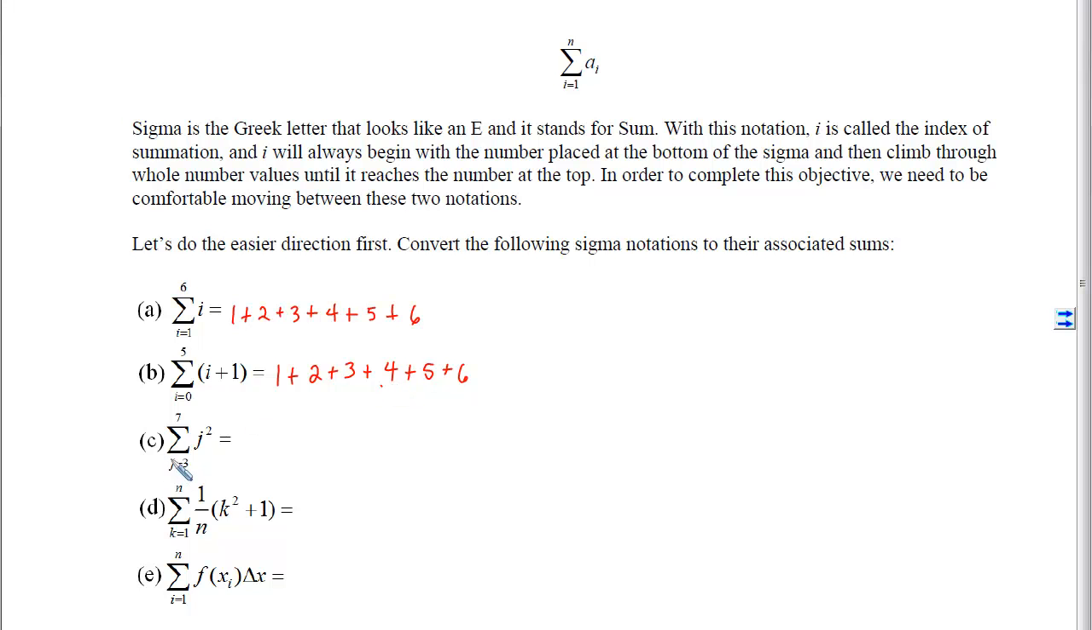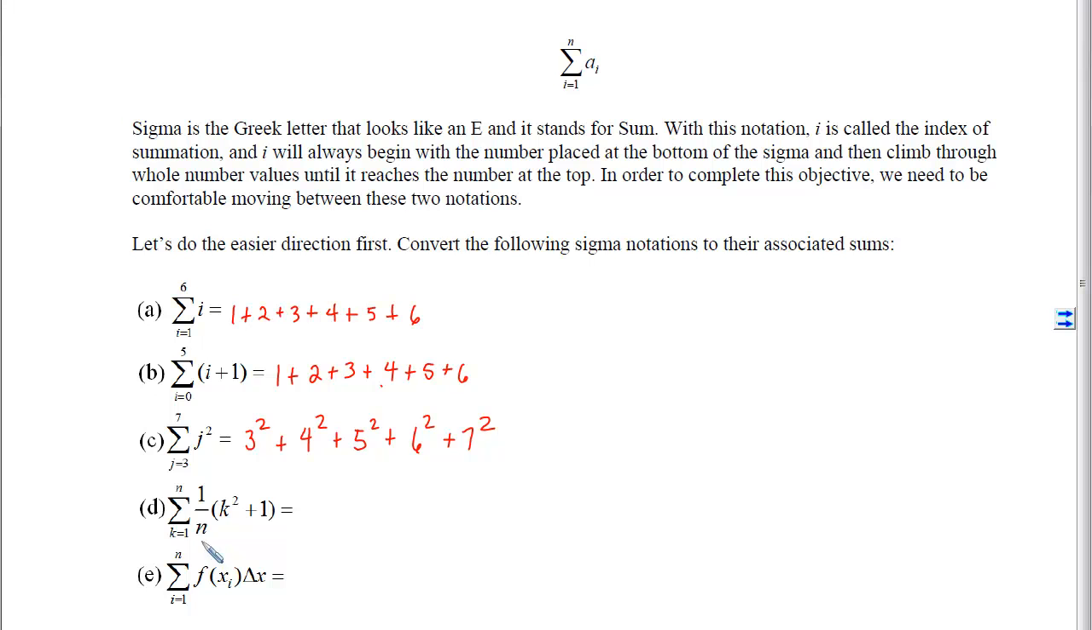Here my index is a j, and it's starting with a 3, so my first term will be 3 squared, my next will be 4 squared, then 5 squared, 6 squared, and 7 squared. Now what you should notice here is that we did not simplify these terms, and the reason we didn't is we want to be able to see the pattern. We want to see what's the same in every term, and we want to see what is changing by adding 1 over and over. That's going to help us when we start to go the other direction.